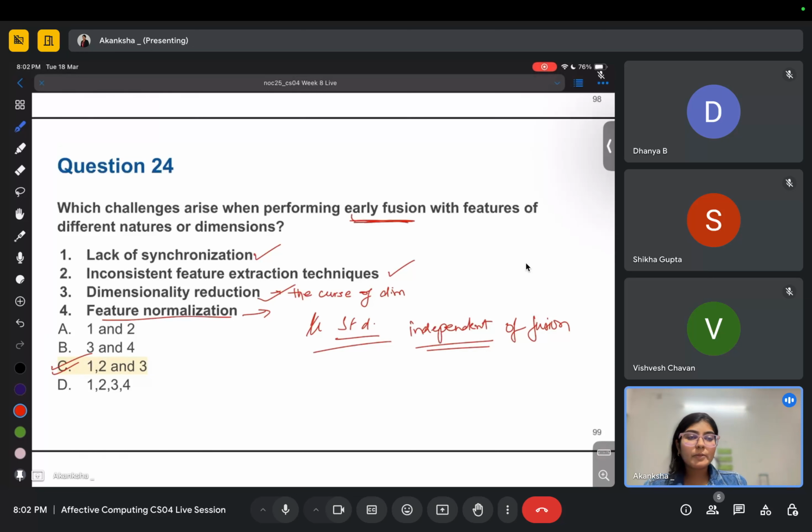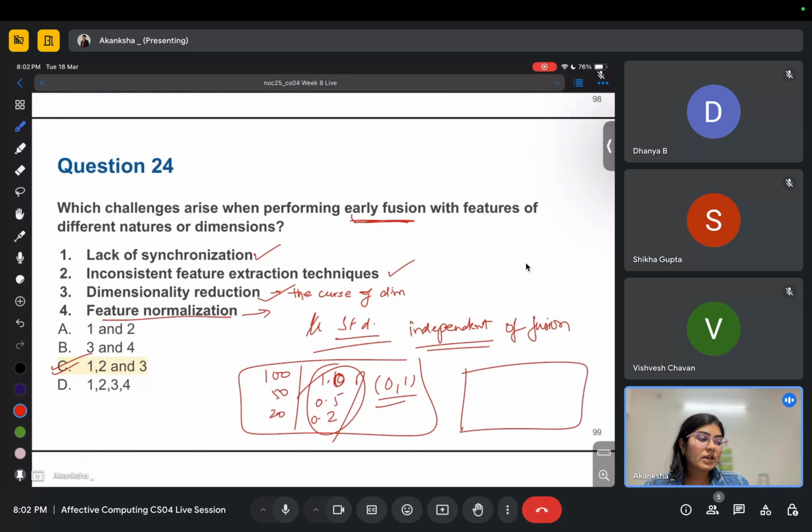1, 2 and 3. Feature normalization is more like one value is 100 and the other is 50, and so I want to scale this down into 0 to 1. So maybe this will become 0.2, 0.5 and 1.0, something like that. So this becomes in the range of 0 to 1. This is more like a normalization thing. However, it is not specific to feature fusion. This is independent, one feature, and then another feature can also be normalized. So it's not that of a challenge.